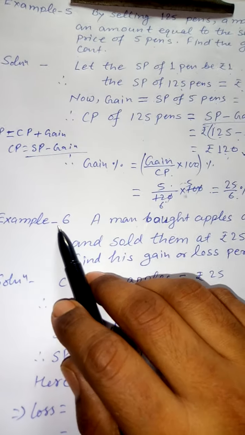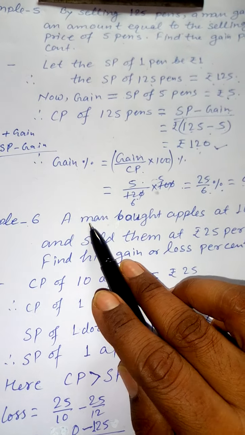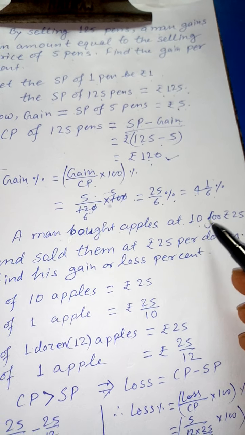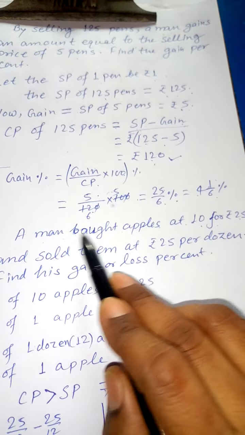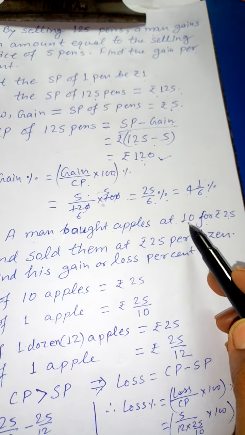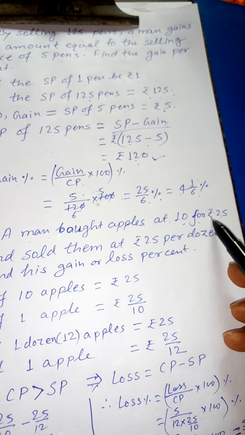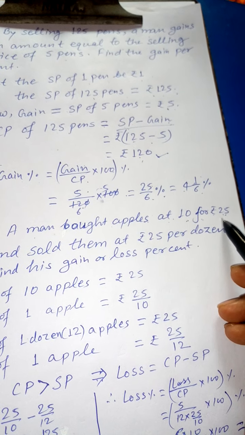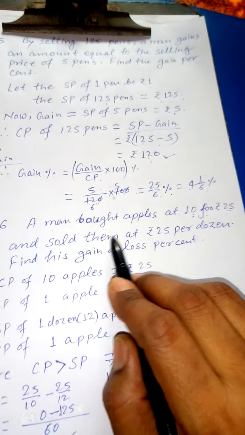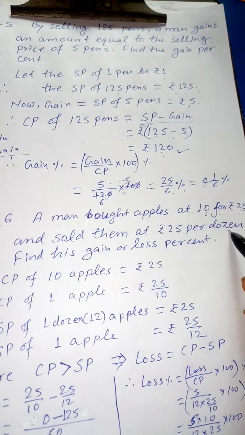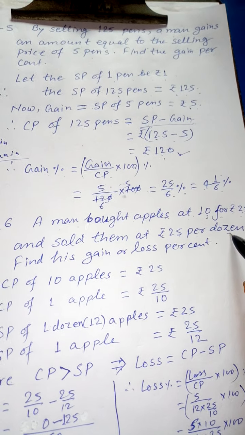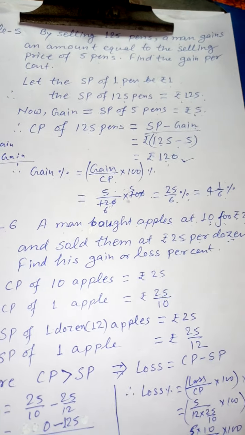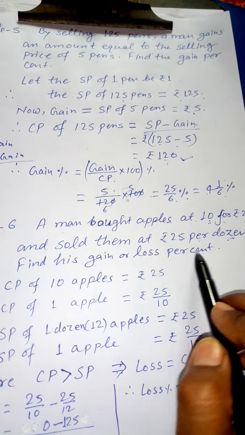Now example number 6. A man bought apples at 10 for rupees 25. It means he bought 10 apples for 25 rupees and sold them at 25 per dozen. It means he sold 12 apples for 25 rupees. Find his gain or loss percent.